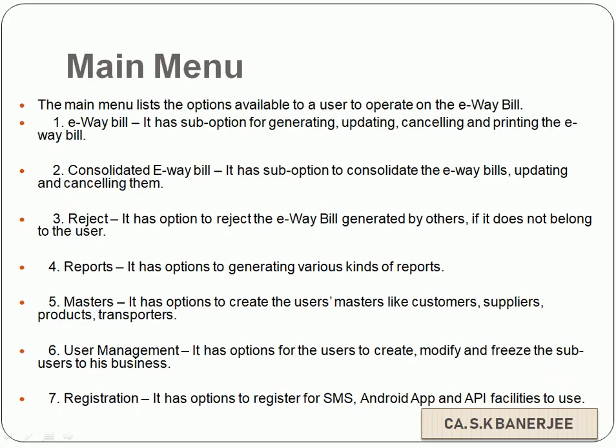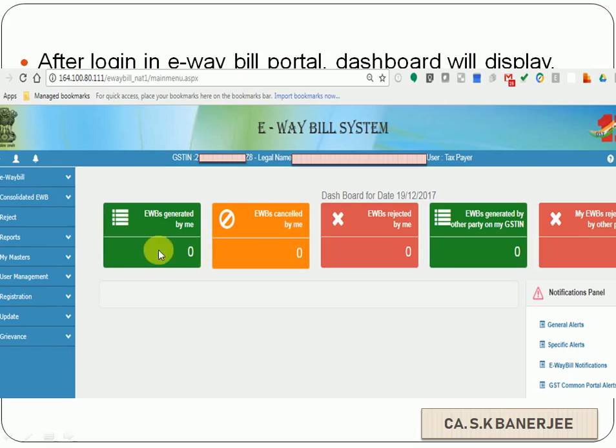Next is reject, which talks about the option to reject an e-way bill which has been generated by others if it does not belong to the user. So if any e-way bill has been generated on your GSTN number and you want to reject that e-way bill because it does not belong to you, in that case you have to click on here to reject any e-way bills generated by others.